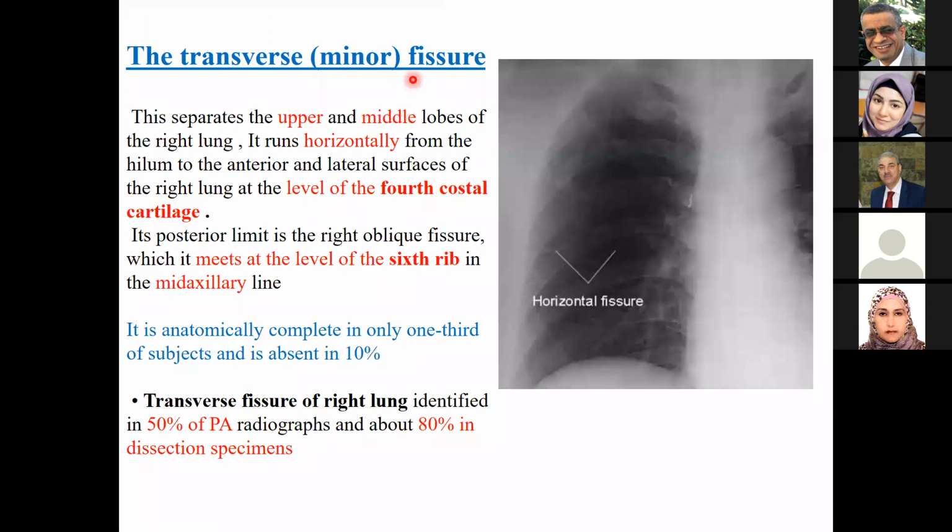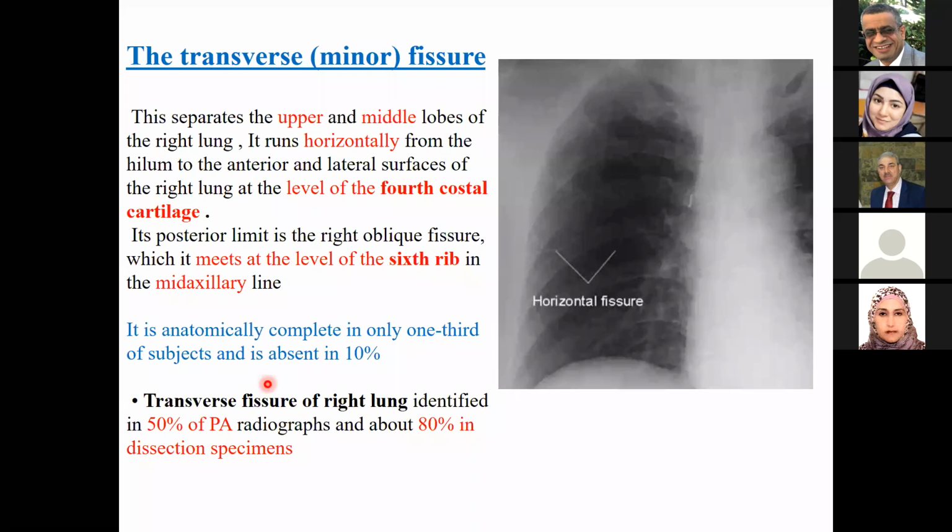Transverse minor fissure. This separates the upper and the middle lobe of the right lung. It runs horizontally from the hilum to the anterior and lateral surface of the right lung at the level of the fourth costal cartilage. Its posterior limit is the right oblique fissure, which it meets at the level of the sixth rib in the mid-axillary line.